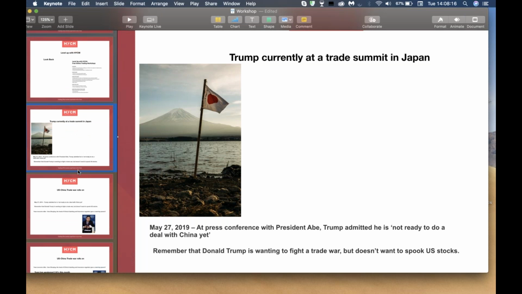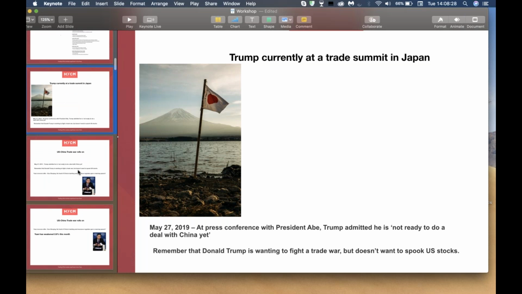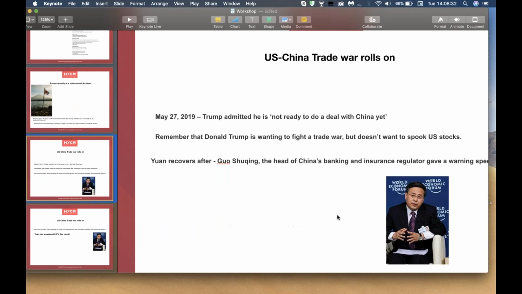So it's a sell the rallies of the US dollar Japanese yen pair, because we're looking at the moment to keep buying the yen on pullbacks. Okay, that's my bias to the market at the moment. Just remember that this US-China trade war is rolling on.